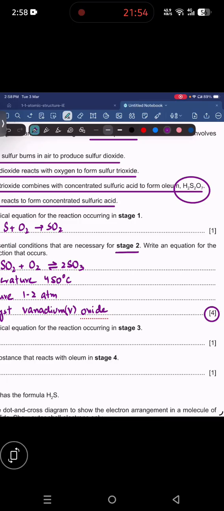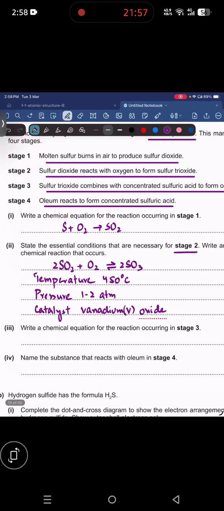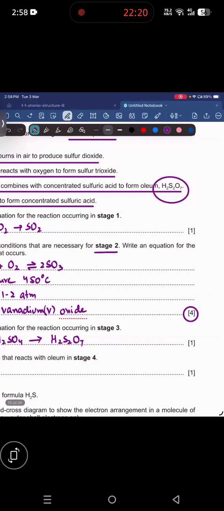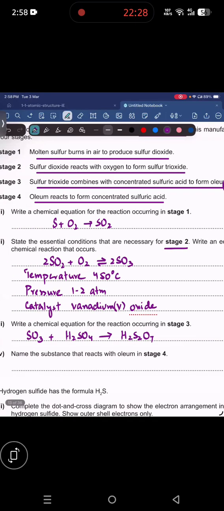H2S2O7. So sulfur trioxide SO3 reacts with concentrated sulfuric acid H2SO4 to form H2S2O7. Okay. Now the equation is for 1 mark. So you have to write the equation. The balancing is basically not required here. You simply have to write the correct formulae in this equation.